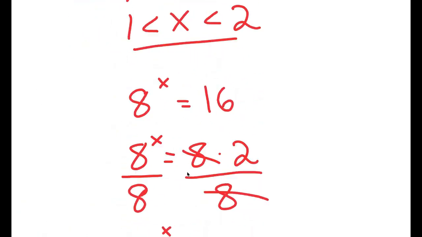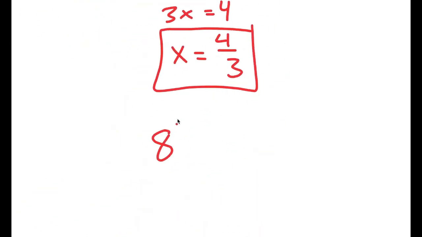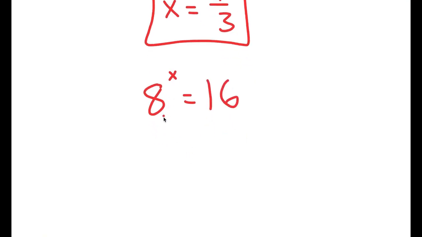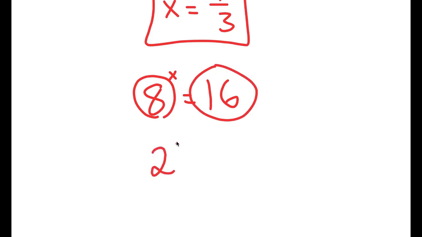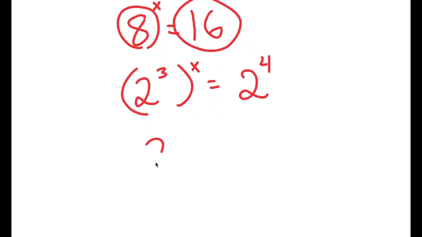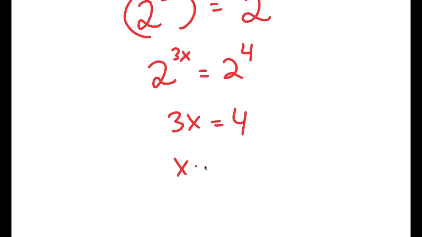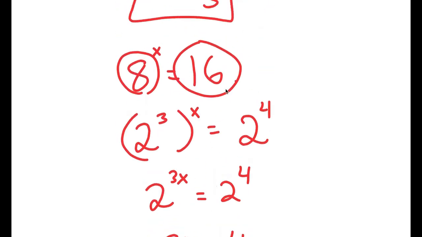Now, there actually is another way to solve this problem. What I can also do is at the start rewrite both of these in bases of 2. So 8 is the same thing as 2 to the power of 3, so I get 2 to the power of 3 to the power of x, and 16 is the same thing as 2 to the power of 4. Now this is the same thing as 2 to the power of 3x is equal to 2 to the power of 4, meaning that 3x is equal to 4 and x is equal to 4 over 3. So this is a much simpler method of solving this problem.